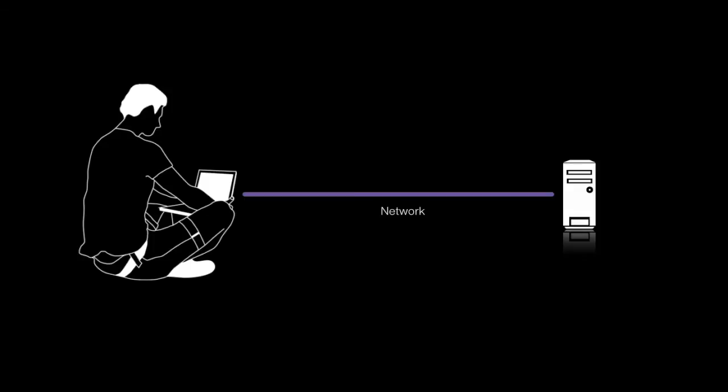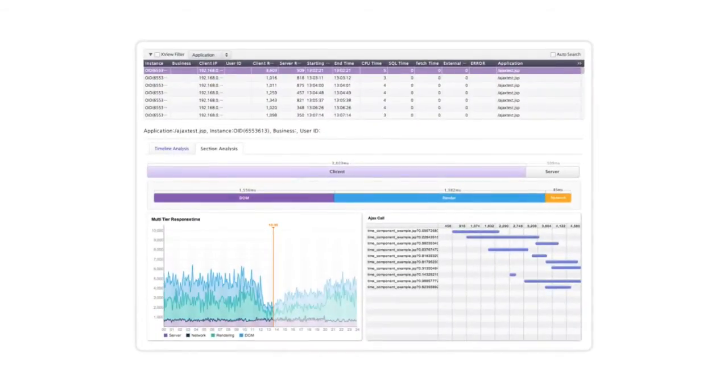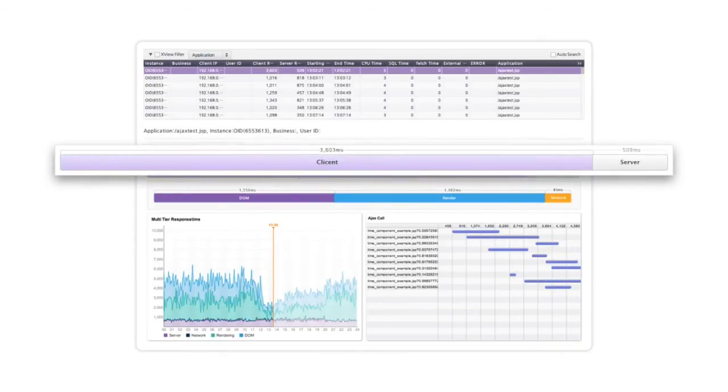There can be several factors affecting the status of the request. The first one might be the browser area, it might also be the network area, and it can also be the backend application server area. And here is where end user monitoring comes in handy. As you can see in Jennifer, we can see the section analysis. It's similar to the timeline analysis, but it's for the end user.